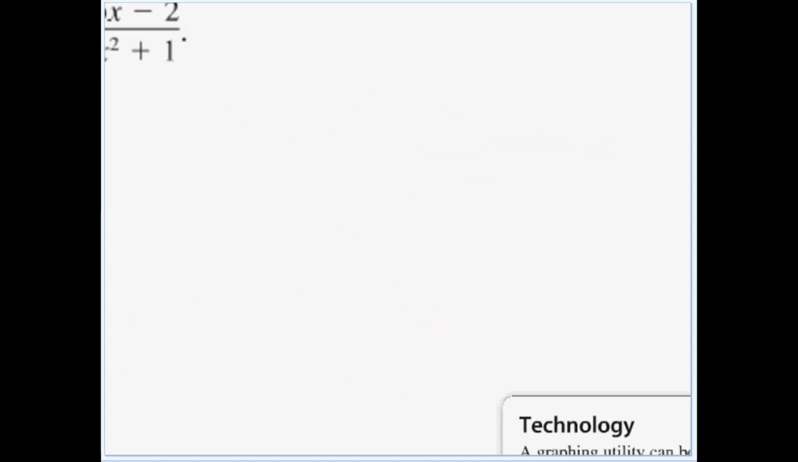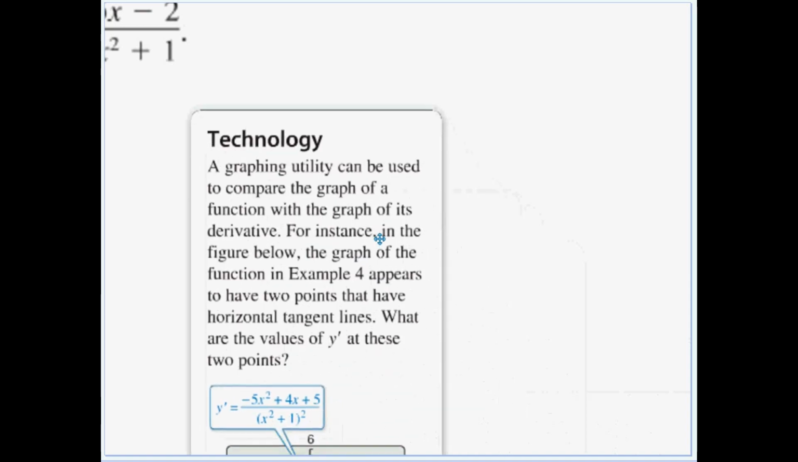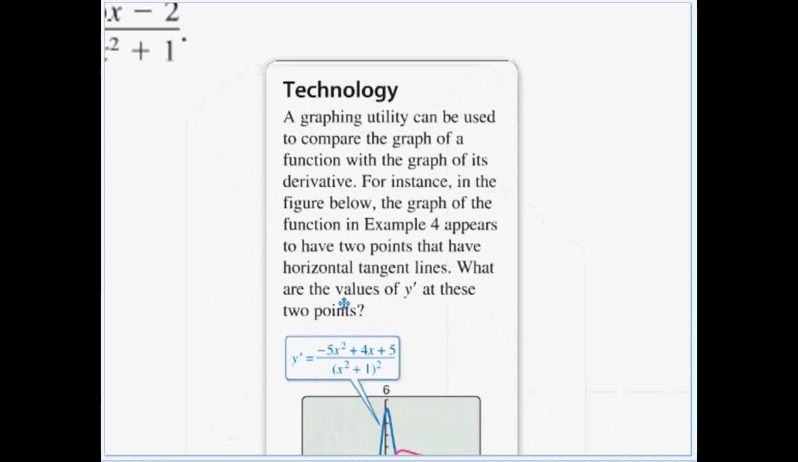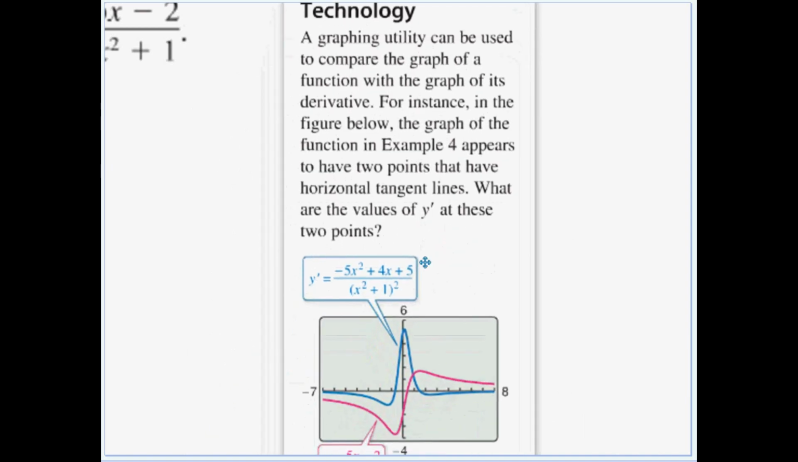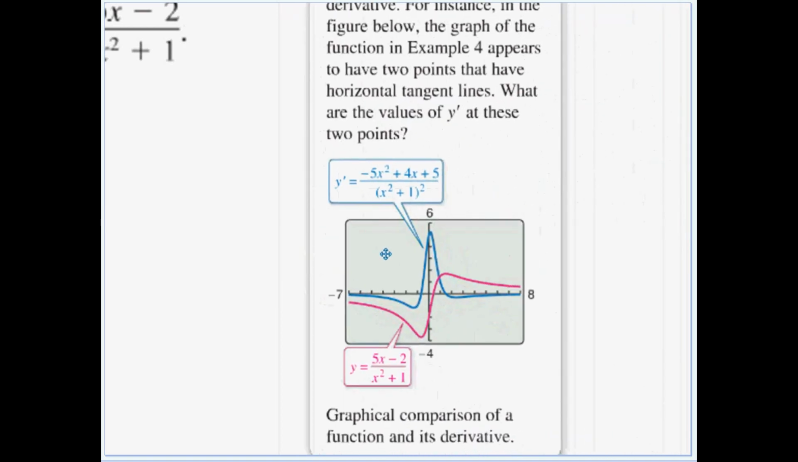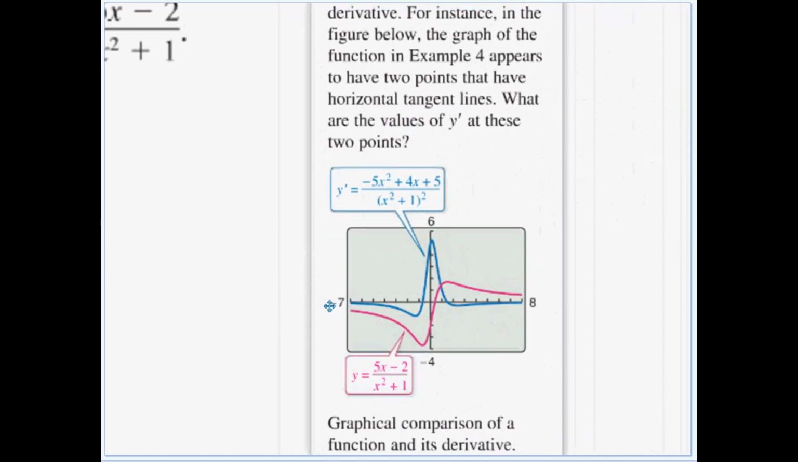And we see a little technology box down here. A graphing utility can be used to compare the graph of the function with the graph of its derivative. For instance, in the figure below, the graph of the function from example 4 appears to have 2 points that have horizontal tangent lines. What are the values of y prime at those 2 points? So it looks like here's our function, the original one in red, and then we have the derivative function in blue.